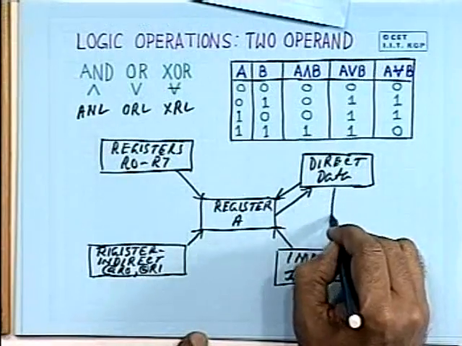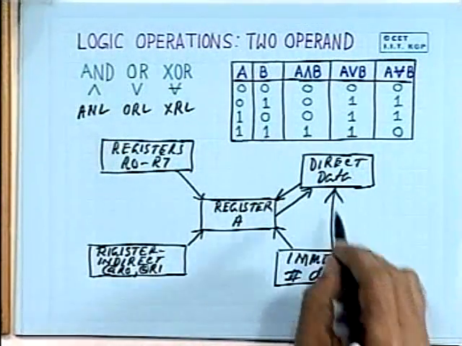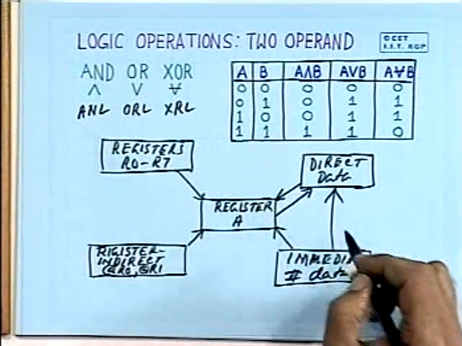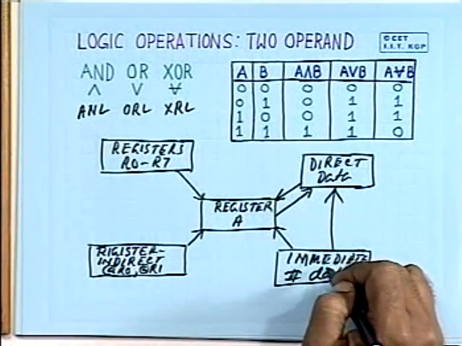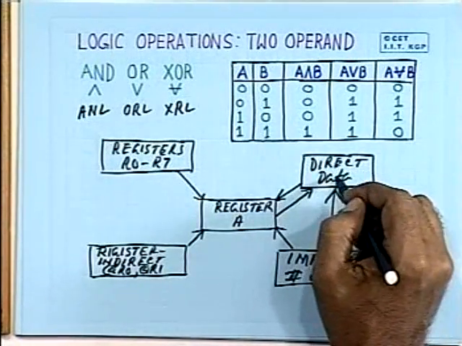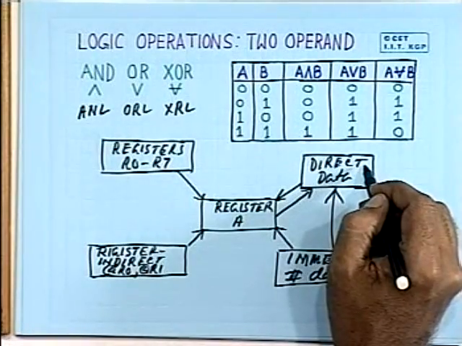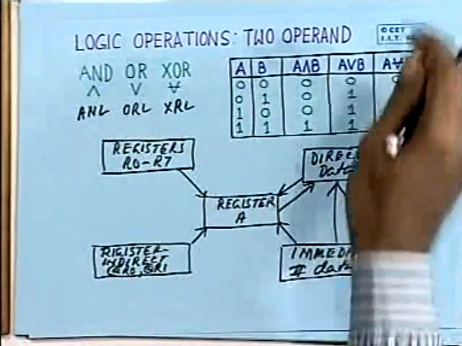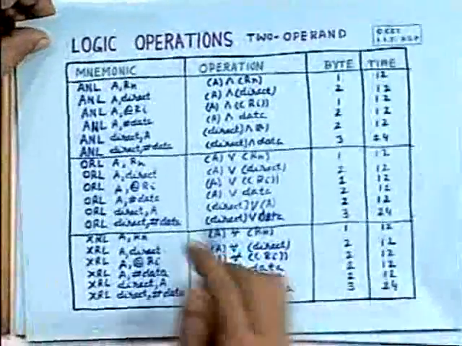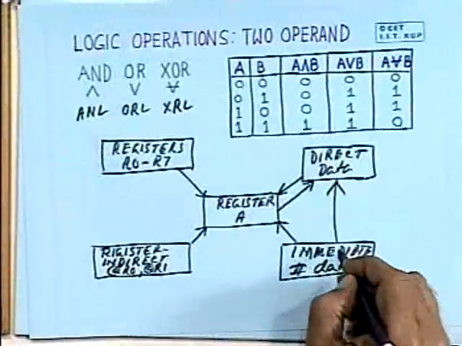Or similarly, for immediate data you can perform these logical operations between immediate data and direct data, and the result will be available in the memory location pointed out by the address provided in the instruction by using direct data. This is the direct address provided here, that is the immediate data and direct data. This is represented by this symbol.